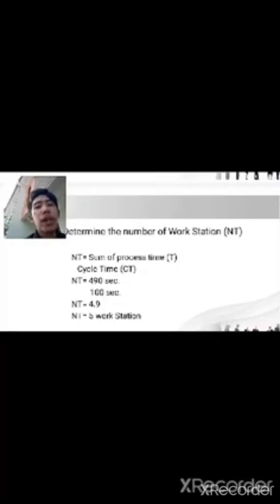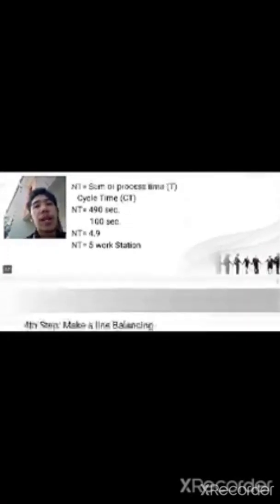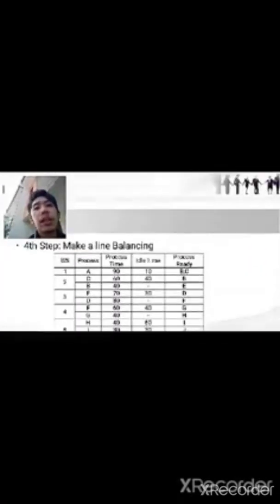The next step will be to make the line balancing. We already have in a table the workstation, process time, idle time, and process ready. In process 1, which is the first process, process A, which has 90 seconds, to get the idle time we deduct the process time from the cycle time.